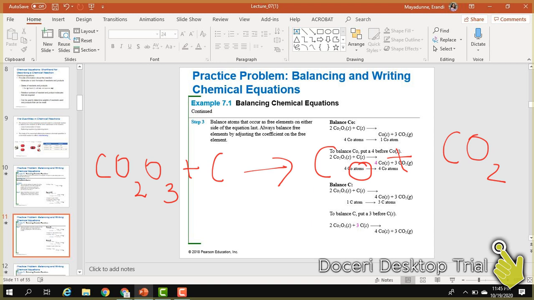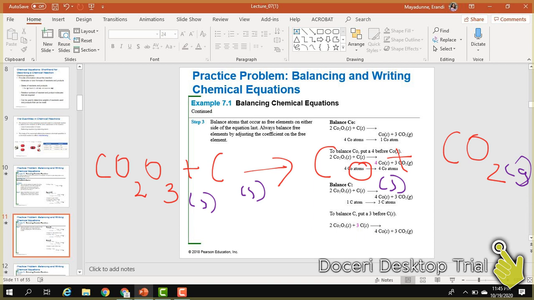Once you write the reaction, the very next step is to put the physical state of the reactants and products. Cobalt oxide is given as solid, S is for solid. Carbon is solid, cobalt is solid, carbon dioxide is gas. Now I finished writing my reaction. Now the important thing is balancing. How do I balance my equation?